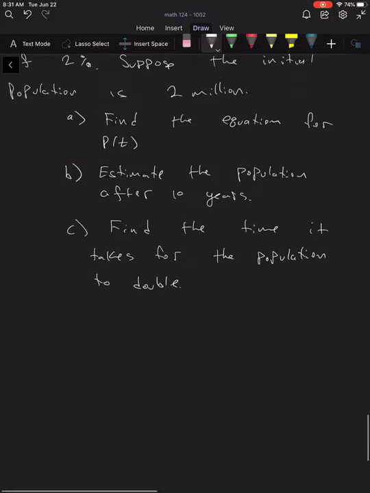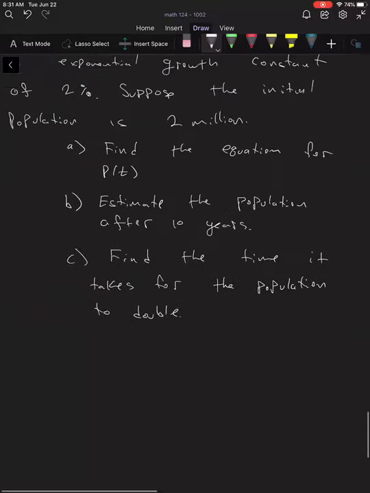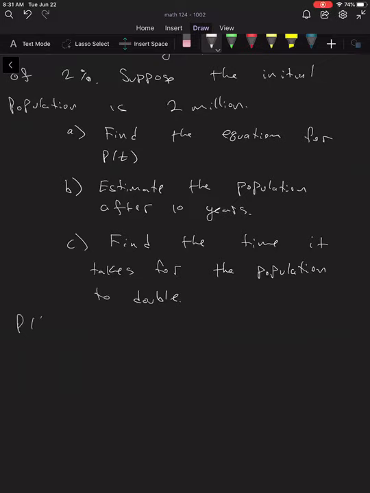All right, so the first one. We need to find the equation. So remember, the equation is this: P of t is equal to P naught e to the k times t. So we're trying to find the equation for P of t, so we need these variables right here.